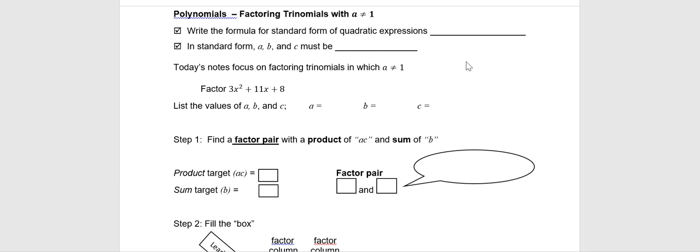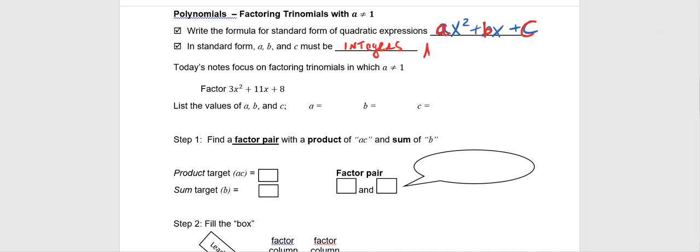So let's get started today with factoring trinomials a little more deeply, in which our lead coefficient, our a value, is not equal to 1. It's actually greater than 1. So as a quick reminder, when we factor trinomials, they need to be written in standard form. So don't forget that's ax squared plus bx plus c. More importantly, when we see our trinomials in standard form, our a, b, and c values must be integers.